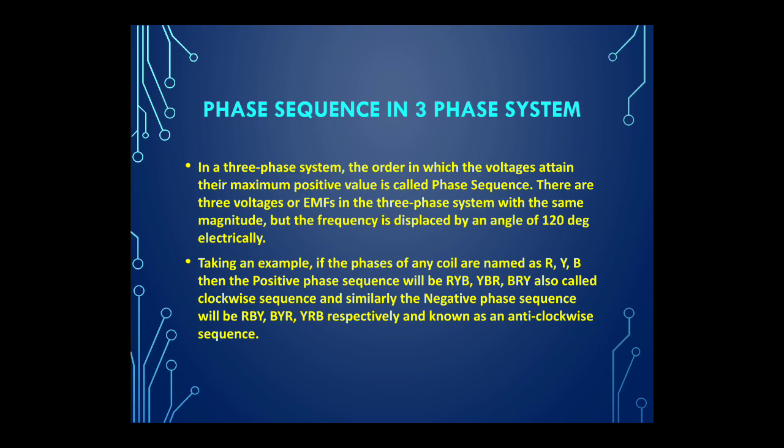So when first the R phase, then the Y phase and then the B phase, or YBR and BRY, are lying at an angle of 120 degrees from each other, then it is the positive sequence. And in case of negative sequence, it will be RBY, BYR and YRB.